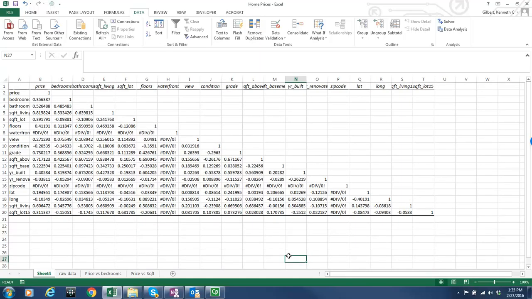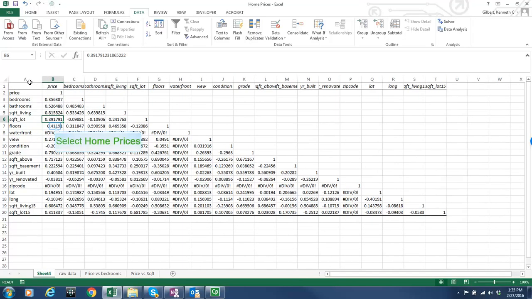This thing is kind of a chore to read because of the way the data is arranged. The first column there is price. So if I read down that column, it gives me the correlation coefficient between price and bedrooms, price and bathrooms, price and square feet living, price and square feet lot, and so forth. Number of floors in the house. And you remember that waterfront variable? It didn't work out too well because all the numbers were 0. So you just got a divide check in that, which is okay. It's not going to hurt anything.